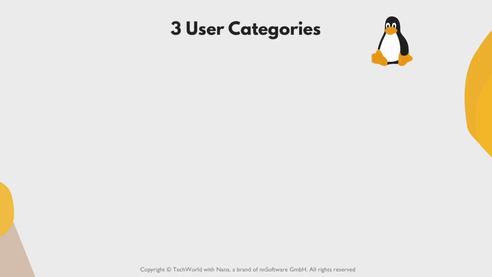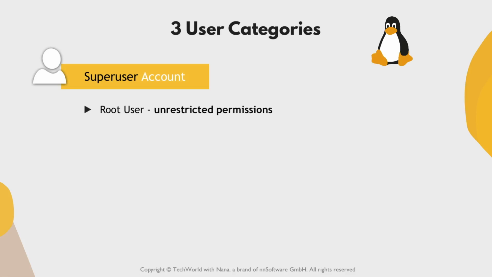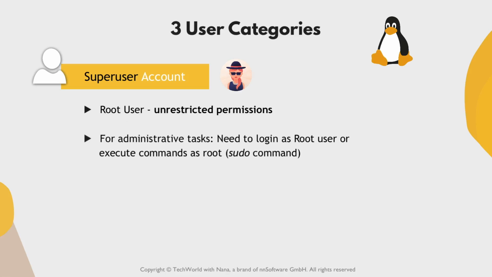First of all, there are three categories of users that we may have on a Linux system. First one is the root user. This is a special type of user that has unrestricted access and permissions to the whole system, also called a super user because it can do anything. Whenever you want to do some administrative tasks or access restricted files, for example, on your system, you need to log in as a root user, or you need to execute commands as a root user.